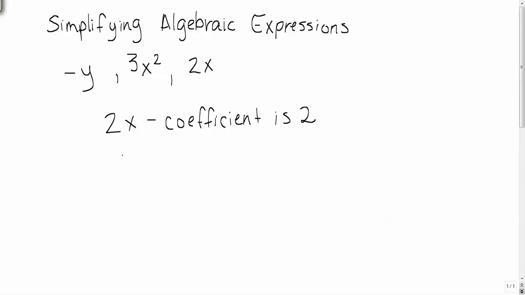If you have y, since there's not a number in front of y, the coefficient is going to be 1. Because you know you can multiply 1 times y and it would still be y. So the coefficient there is 1. So the coefficient is just the numerical part that's multiplied by the variable.